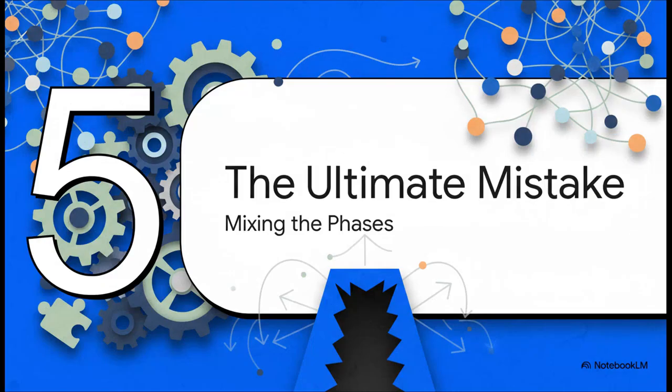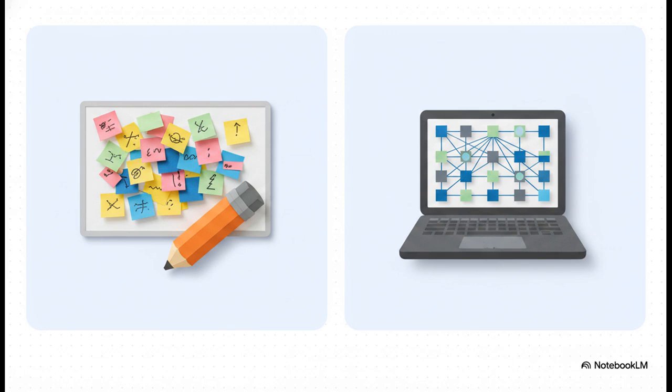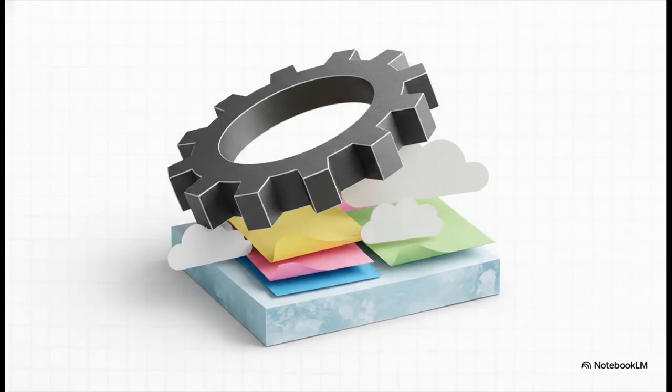And finally, Section 5, the ultimate modeling mistake: mixing the phases. Let's talk about tools for a second. Think about conceptual tools: whiteboards, sticky notes, really simple collaboration methods. Now compare those with physical tools, entity relationship diagrams or ERDs, and complex UML tools. These tools exist for entirely different purposes. And that leads us to the big one. Mistake 10, muddling the models.